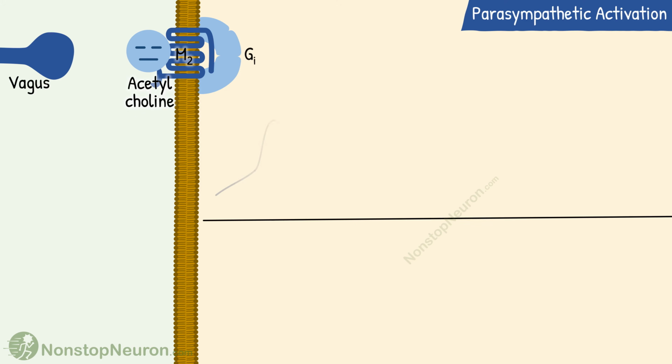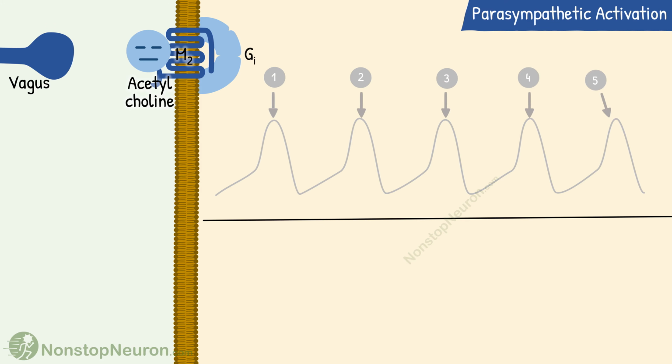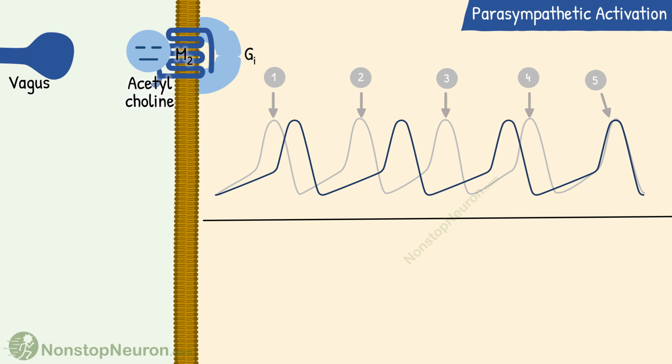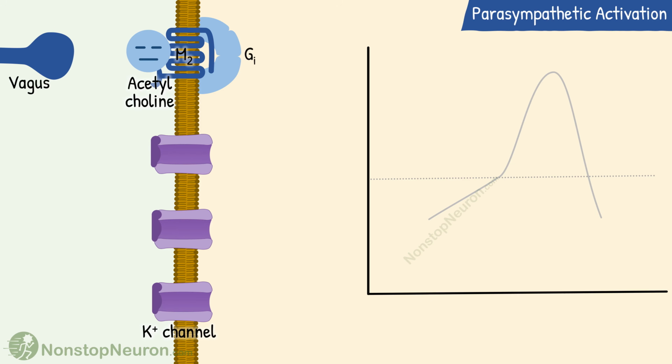For example, in this recording, we can see that without acetylcholine, we were getting more action potentials. But under the influence of acetylcholine, each action potential is getting delayed. So we are getting fewer action potentials in the same duration. Thus, the heart rate decreases. But as I already said, this is not the only mechanism by which acetylcholine decreases heart rate. So let's move to the mechanism involving potassium ions.